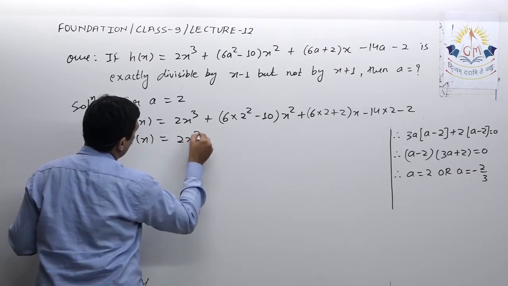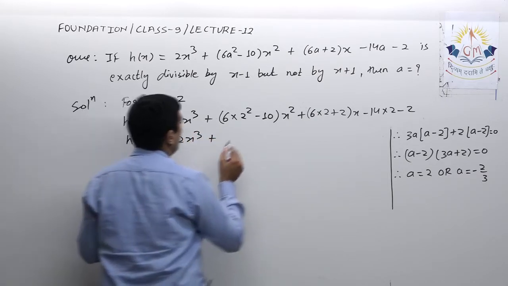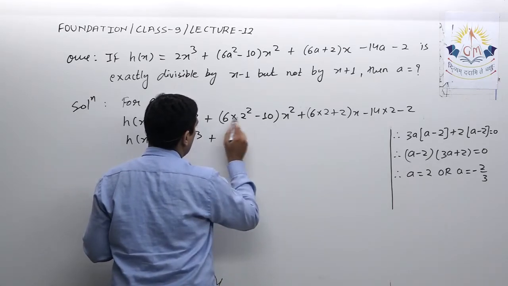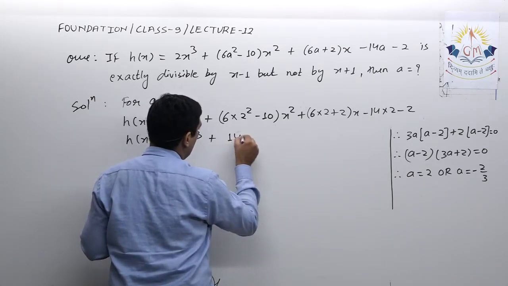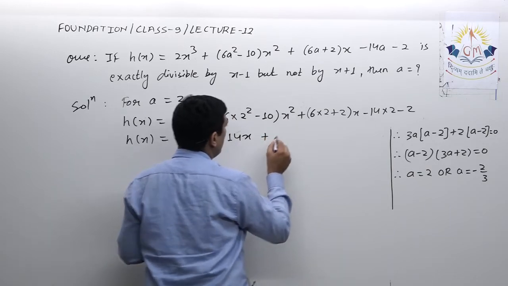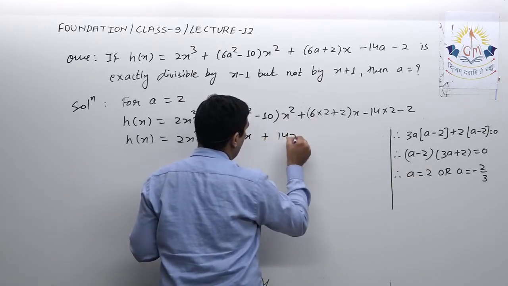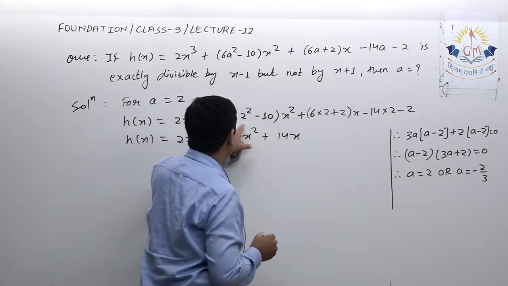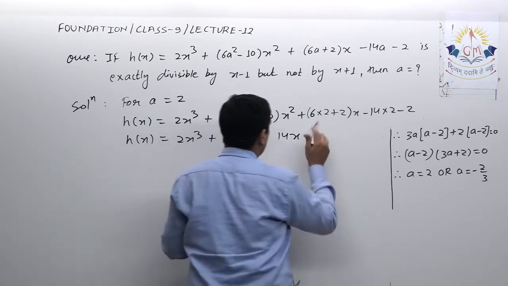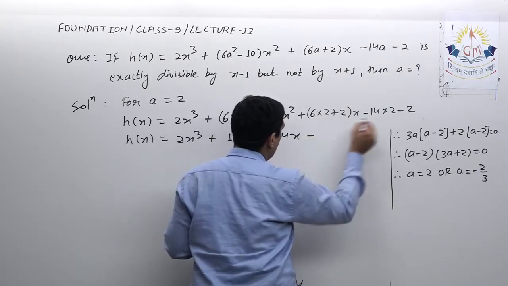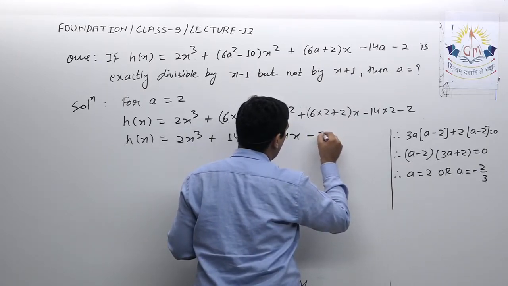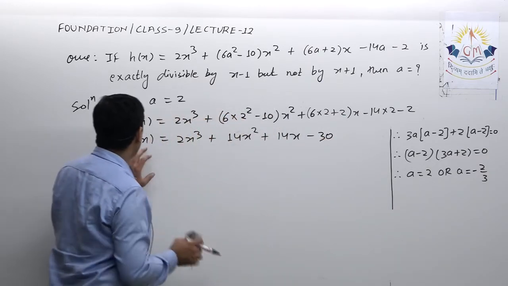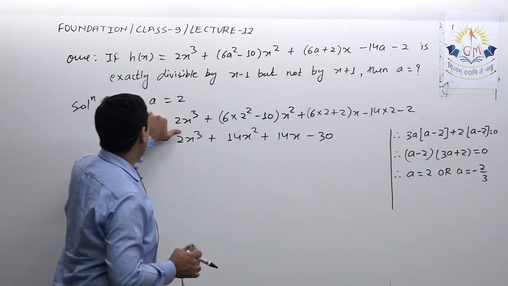So 2x cube plus 24 minus 10, 14x square, plus 14x, minus 28 minus 2, that is minus 30. Okay, so this is the polynomial for a equal to 2.